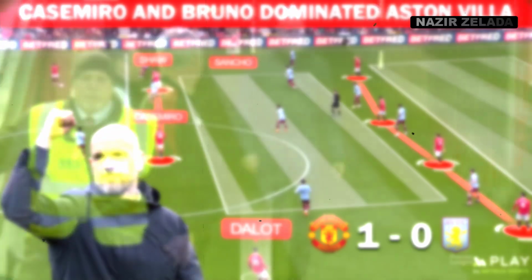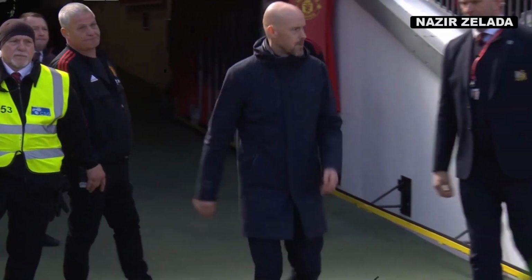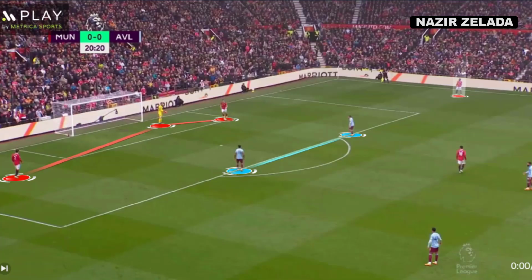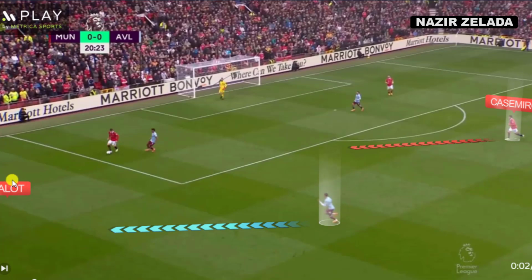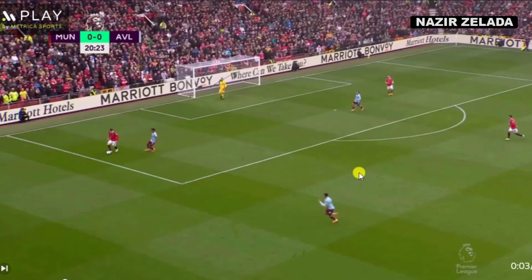This is how Erik Ten Hag's Manchester United beat Emery's Aston Villa. When Manchester United tried to play out from the back, Villa pressed with two players. However, they left free the fullbacks. As a consequence, the centre-backs could play with them since Villa's wingers arrived late, while Casemiro was in constant movement to create a passing line.